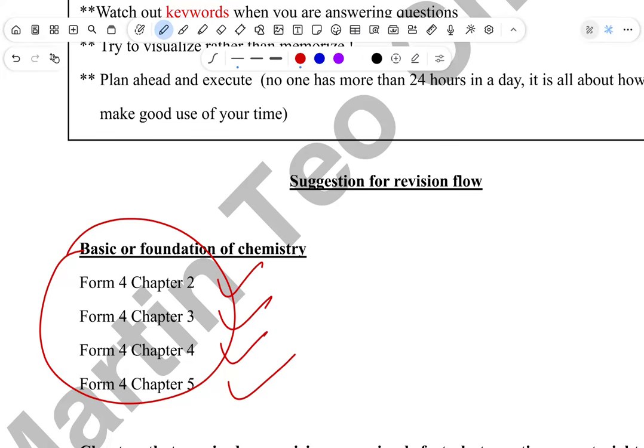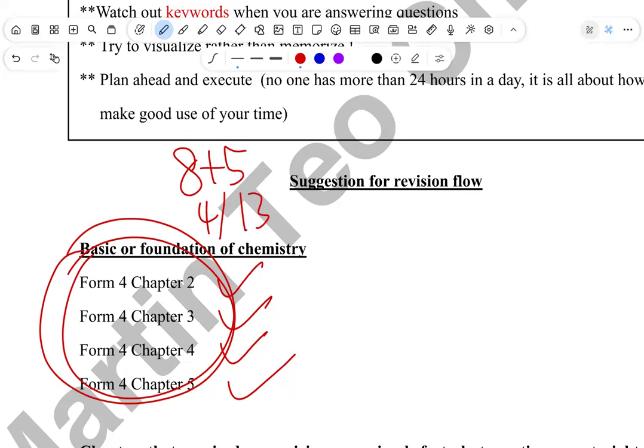If you just want to pass, you study 4 chapters only, because your entire chemistry, Form 4 has 8 chapters, Form 5 has 5, 13 in total. You don't even need to study 13 chapters. You study 4 out of 13, you can pass your chemistry already.